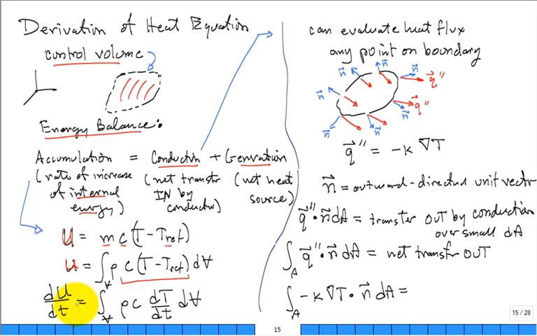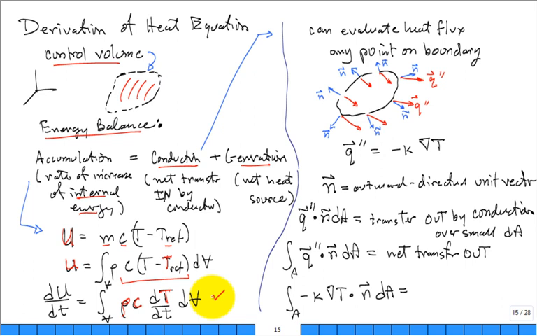So the time derivative comes inside the integration. And rho and c, can you see? I treat those as constants, not a function of time. And so it really hits not on the reference temperature. That's not changing with time. It just hits on the temperature right here. So this is my accumulation term.